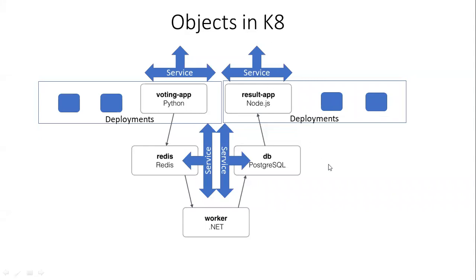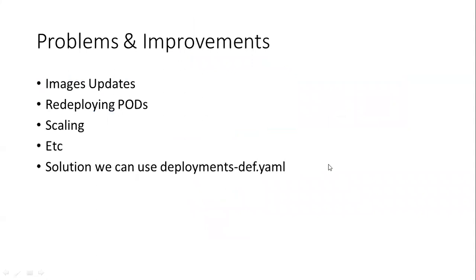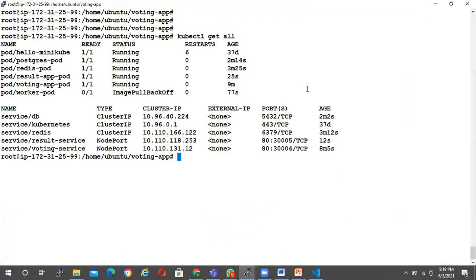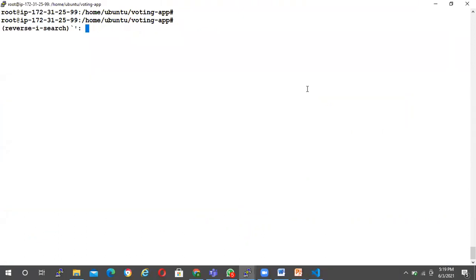Okay, so this is how we have designed everything. So now let's just check it out, the access stuff. So just go to the stuff first. Where do you check it out? You check it out, get all.